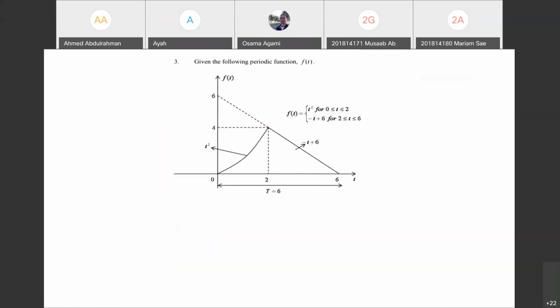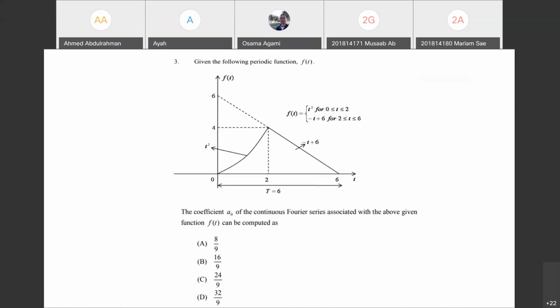Now you have this function which is exactly like a parabola, this half of the parabola on the right hand side. And on the other side, from 2 to 6, you have a line. So what is the coefficient A naught of the continuous Fourier series given for the above given function f of t? Please, you have your calculator, you find A naught. You have the formula of A naught. This is why I'm asking you to have a pen and piece of paper and your calculator.